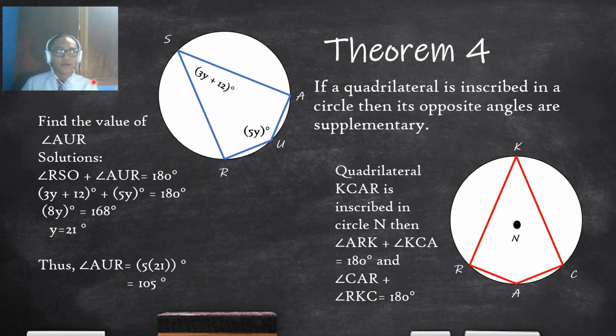So it says here find the value of angle AUR. So as you can see, we already have two givens. We have the given of angle RSO, which is 3y plus 12, and the given of angle AUR, which is 5y. Okay, so our solution here will be angle RSO plus angle AUR equals 180 degrees. So we will substitute the givens. So it will be 3y plus 12 plus 5y equals 180 degrees.